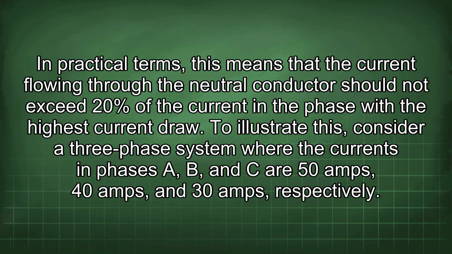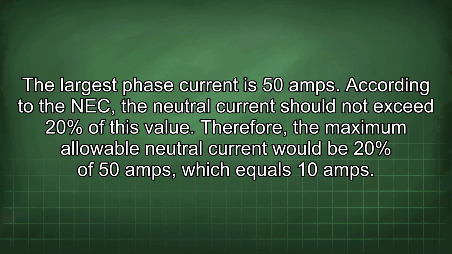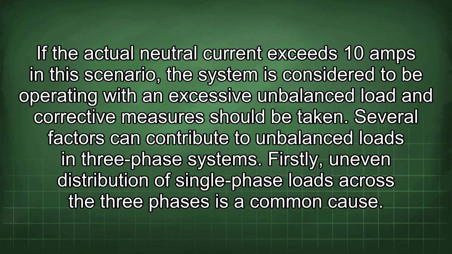To illustrate this, consider a three-phase system where the currents in phases A, B, and C are 50 amps, 40 amps, and 30 amps respectively. The largest phase current is 50 amps. According to the NEC, the neutral current should not exceed 20% of this value. Therefore, the maximum allowable neutral current would be 20% of 50 amps, which equals 10 amps. If the actual neutral current exceeds 10 amps in this scenario, the system is considered to be operating with an excessive unbalanced load and corrective measures should be taken.